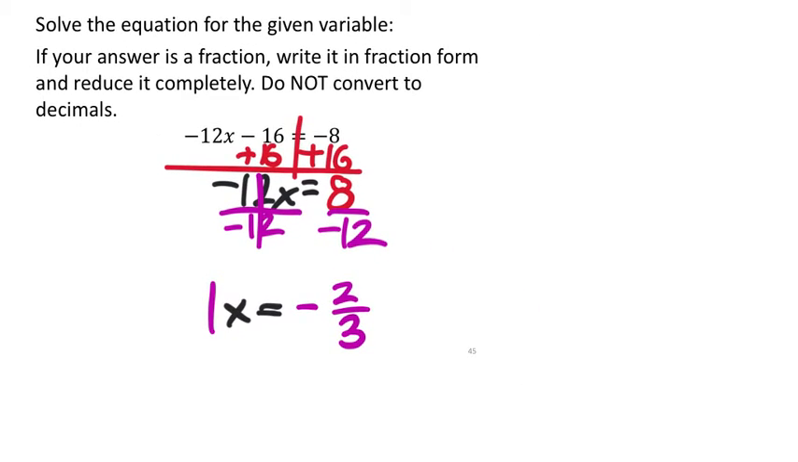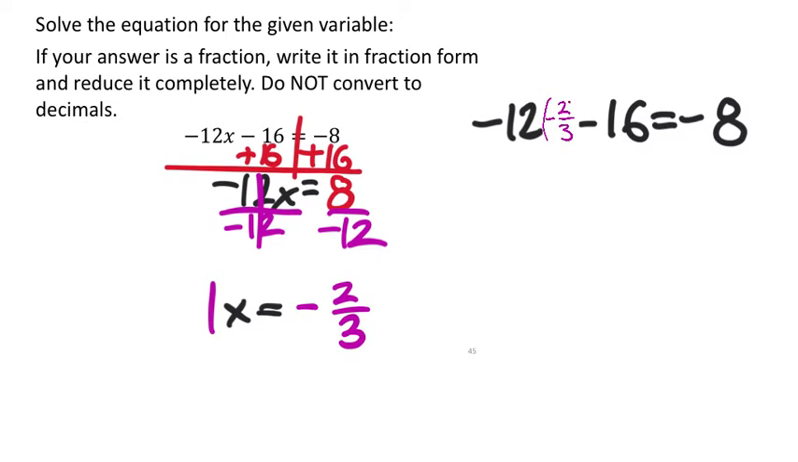Now, as promised, I said I'd check this, so here we go. Negative 12x minus 16, just writing the original equation, right? We do want to check in the original, not at some point in between. And right here, I'm saying that x equals negative 2/3. So I'm going to replace that x with negative 2/3. Hopefully that's big enough to see. I'm checking for truthfulness, so here's my question mark, right?